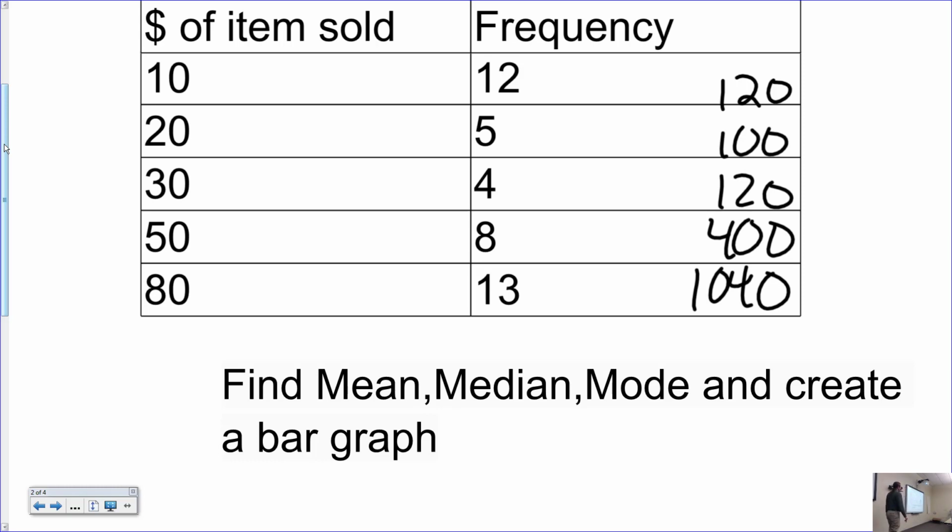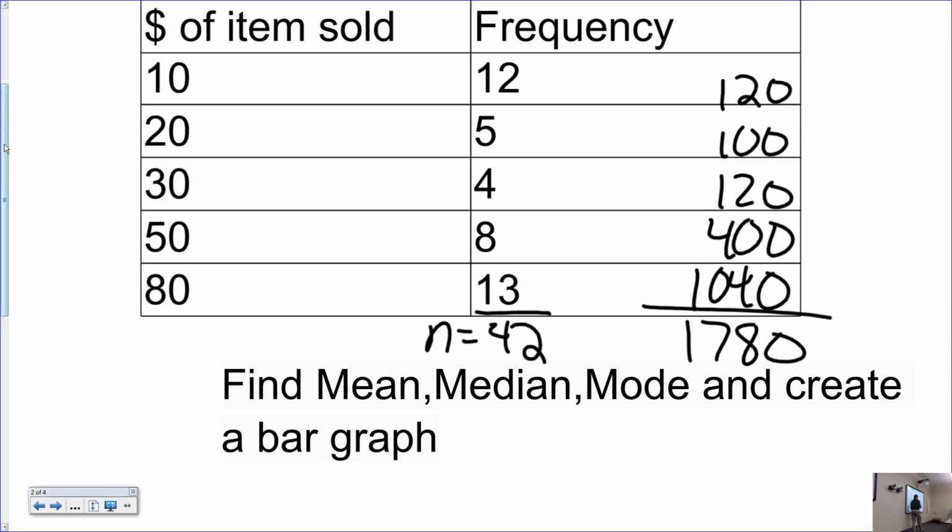All right, once I multiply all the numbers, what do I do with those? Add them up. 1780. What do I do with 1780? 42. Don't forget to add up the frequencies to figure out how many numbers there are, okay? Don't just divide by 5 and tell me that the average is 370 something, right? When the numbers are all between 10 and 80, the average can't be 300, right? That makes no sense.